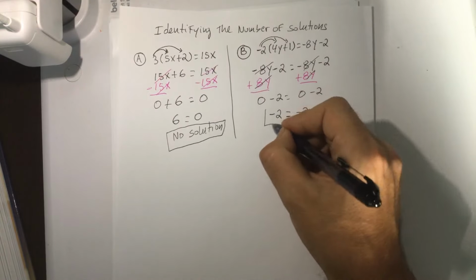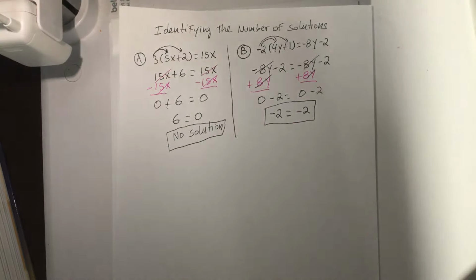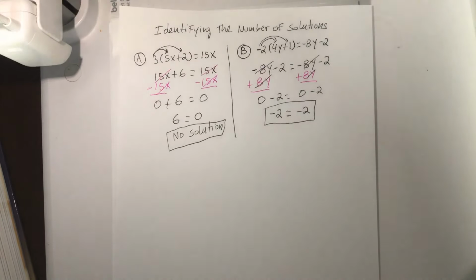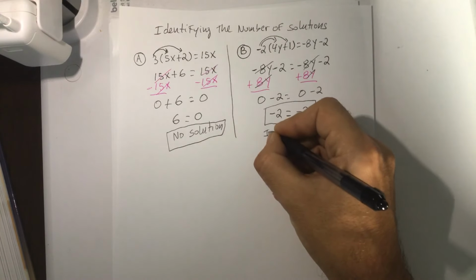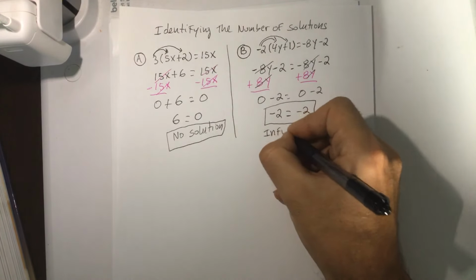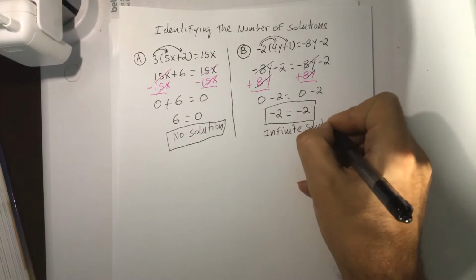Well, this one is true. You cancel the variables here, there's no variables, but you get a true statement. So when you get a true statement, where the left side is equal to the right side and there are no variables, well, it's not going to be a no solution. It's going to be an infinite amount of solutions. So it's the opposite of the first example. So that's infinite solutions.